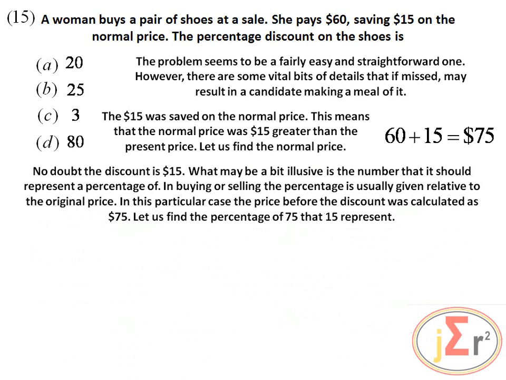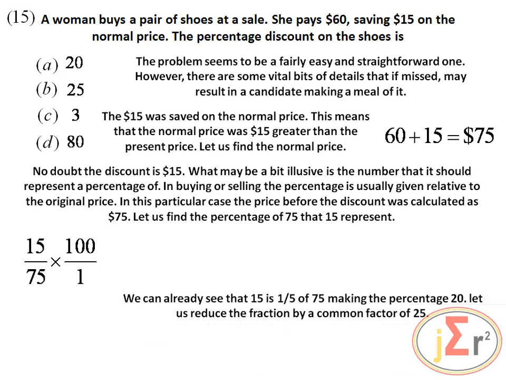What may be a bit elusive is a number that it should represent a percentage of. In buying or selling, the percentage is usually given relative to the original price. In this particular case, the price before the discount was calculated as $75. Let us find the percentage of 75 that 15 represents. So find the percentage of 75 that 15 represents. 15 over 75 multiplied by 100.